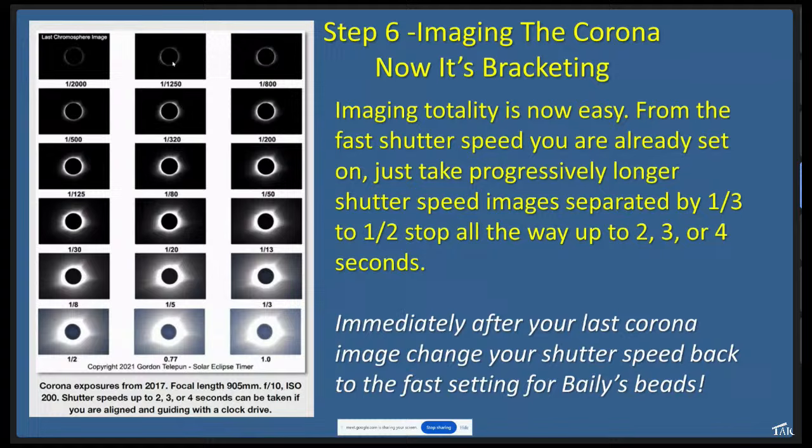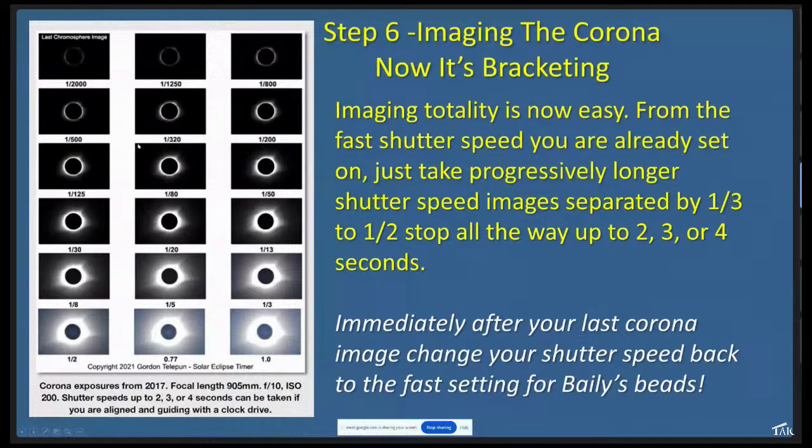And then immediately after your last corona image, you have to remember to change your shutter speed back to the shutter speed that you want to use for Bailey's beads and diamond ring. Because if you go into C2 set at 2 seconds or 3 seconds on your camera, by the time you realize your problem, you're going to miss all of Bailey's beads and most of the diamond ring. So if you do this technique, which only takes about a little over a minute to do, even doing it manually, you will have a nice set of corona images to work with later.